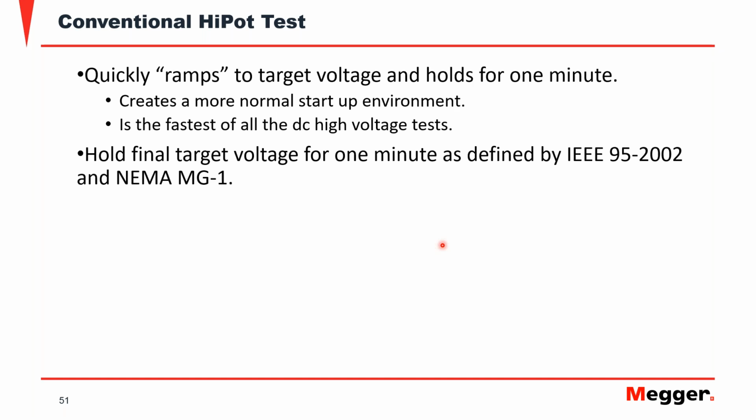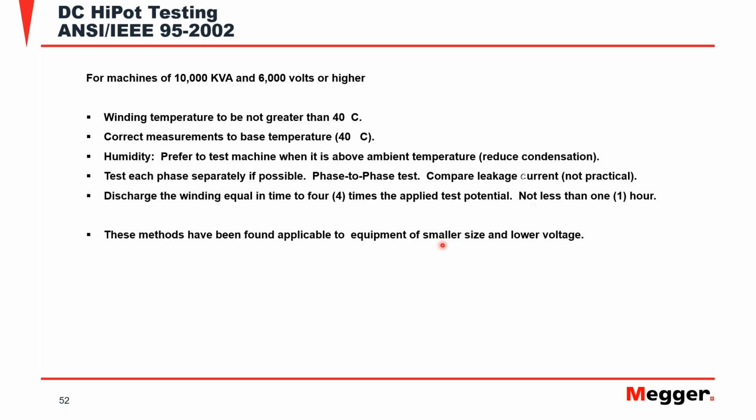You hold it for 1 minute and you check whether the machine has been able to withstand that voltage or not. The temperature should not be greater than 40 degrees when you're doing that measurement. Remember that there is a relationship between the resistance and the temperature, and the resistance is going to drop the hotter you put the motor.